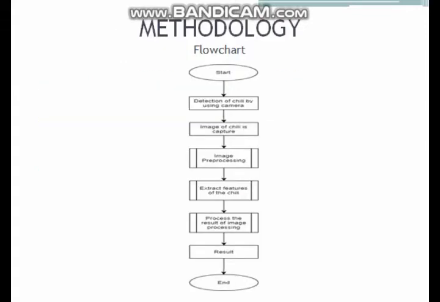Next is the methodology. So this is my flowchart for my project. Based on the flowchart, when the coding is started, the camera captures the image of the chili. The captured image then appears in the OpenCV in Python software. Then the image will undergo the process of pre-processing.